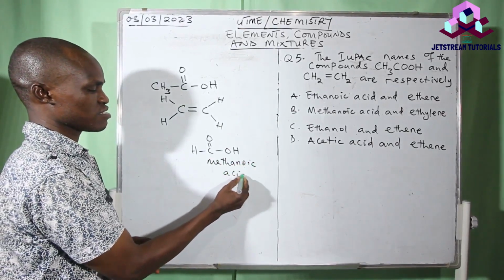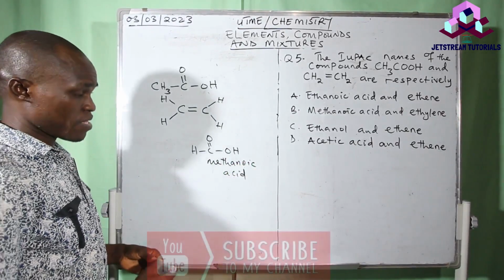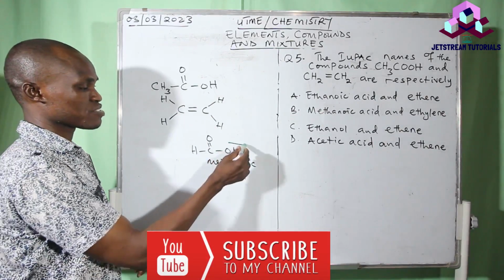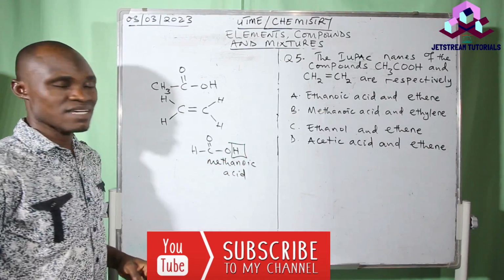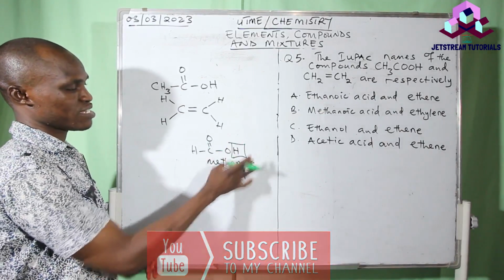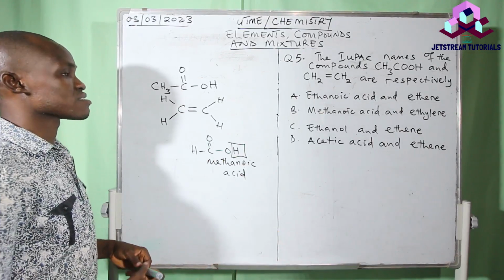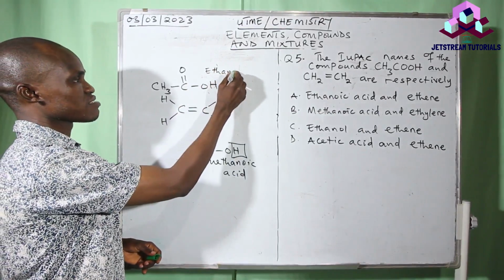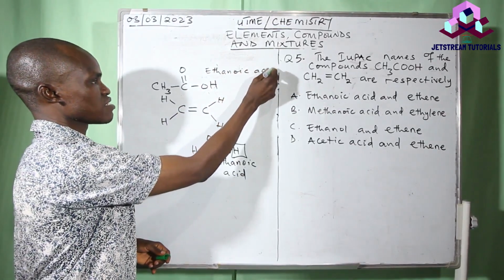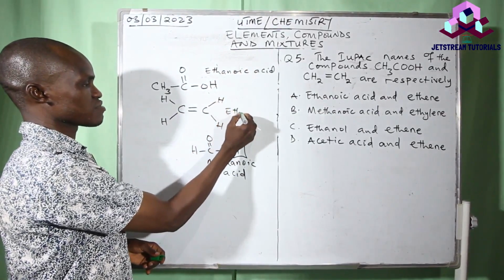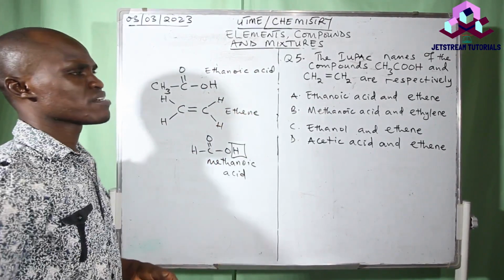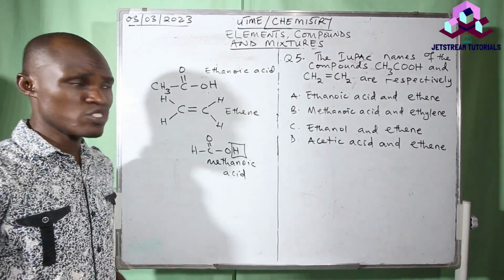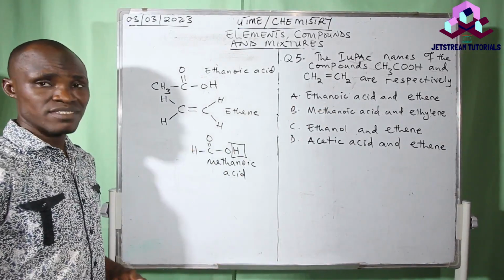And why is this called acid? It is called acid because of this hydrogen proton. This very particular hydrogen in the acid is acidic, and that is why it is called methanoic acid. Now remember I said this is ethanoic acid, and then this is ethene, okay? So now if you look at ethylene, it is another name given to ethene, okay?